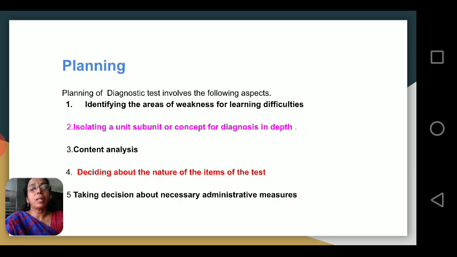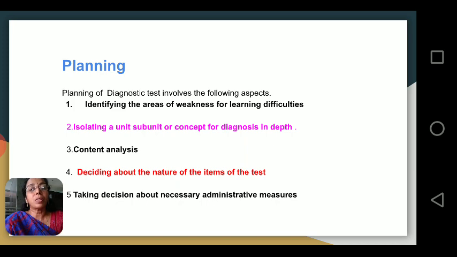Then the third step is content analysis. Content analysis means you have to split the isolated subunit into minute details, the previous knowledge required for learning that subunit, and each and every teaching point detailed in the subunit. This is content analysis.